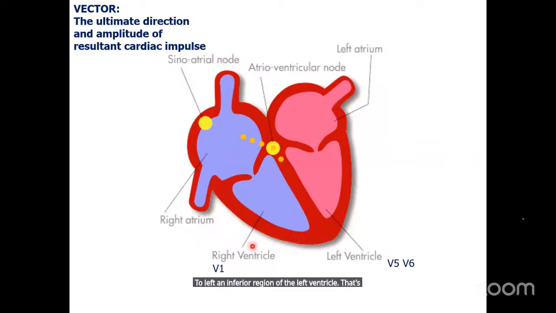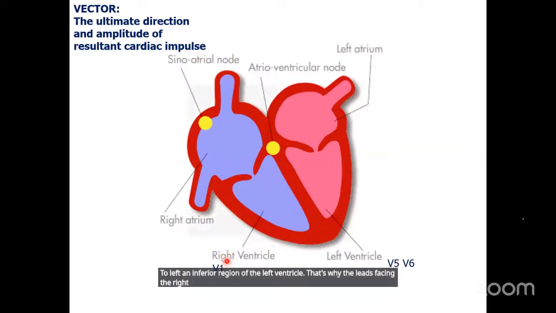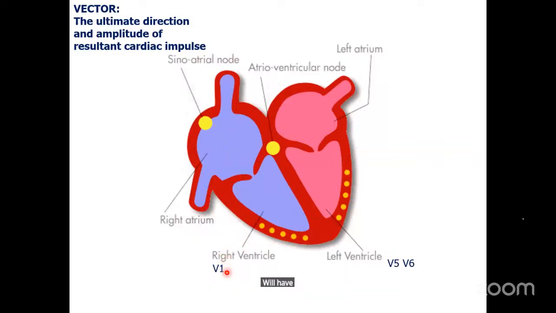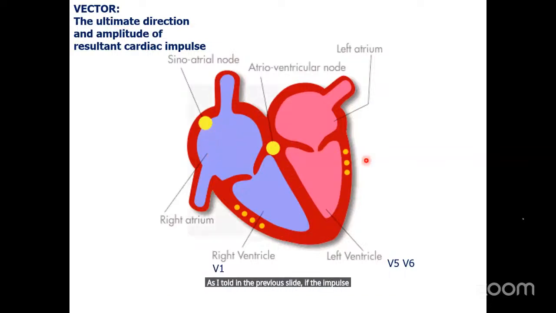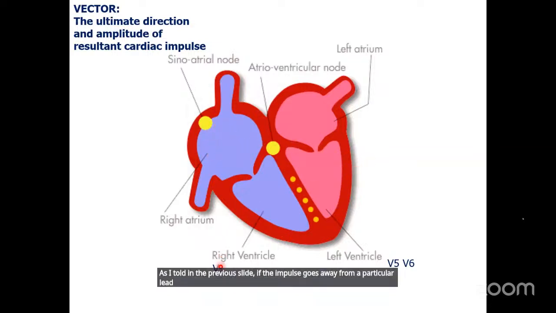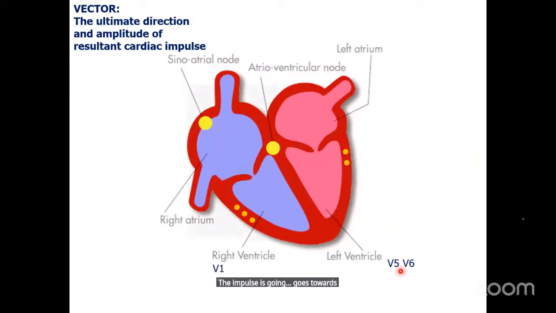That's why the leads facing the right ventricle will have that negative complex, whereas the leads facing the left ventricle will have the positive complex, because the impulse is going to go from the right side towards the left side. As I told you in the previous slide, if the impulse goes away from a particular lead, that lead will show a negative complex. If the impulse goes towards a lead, that lead will show a positive complex.